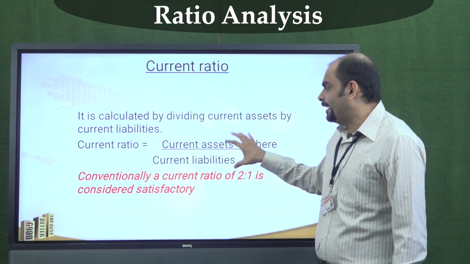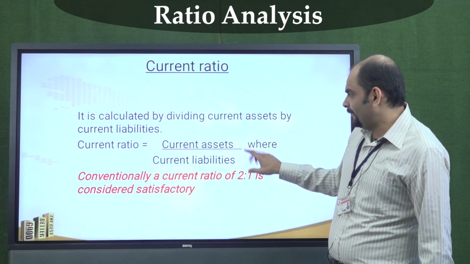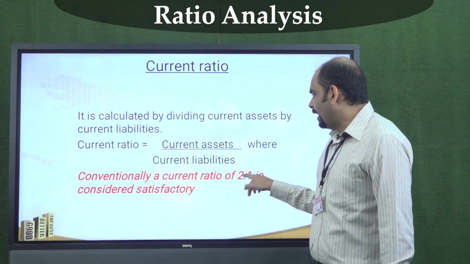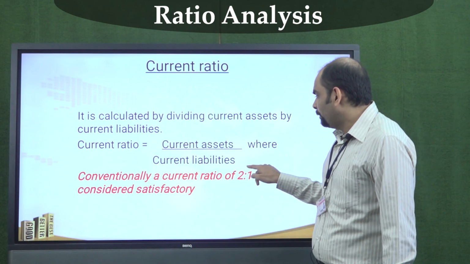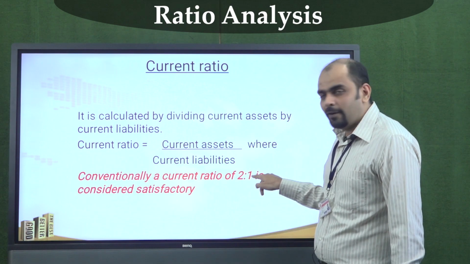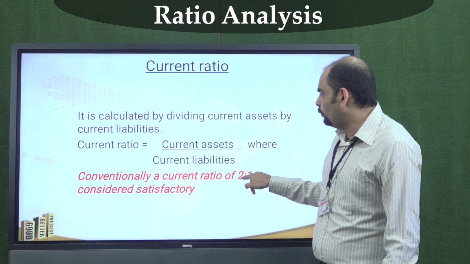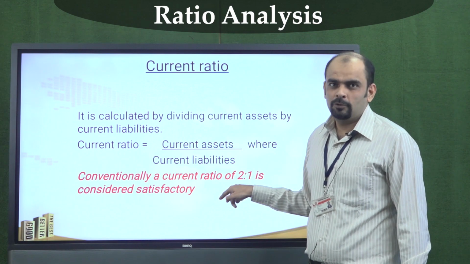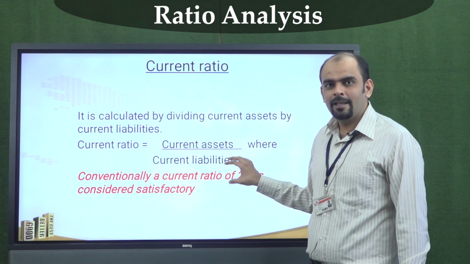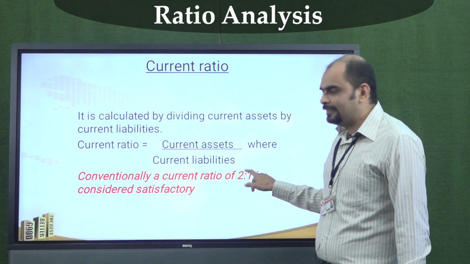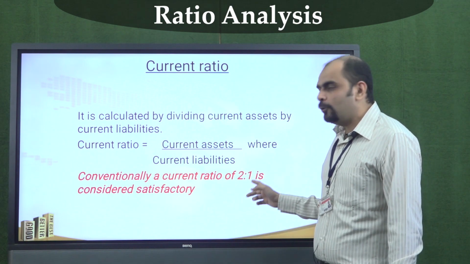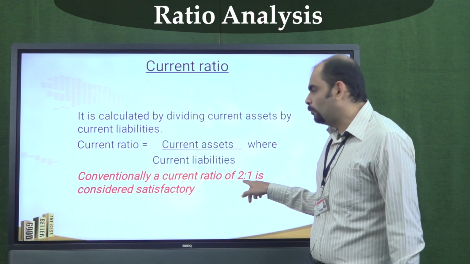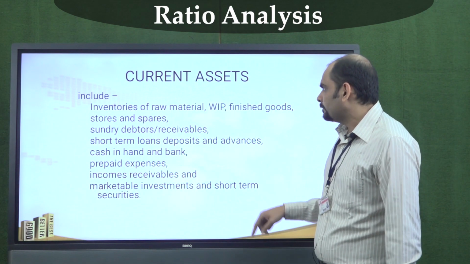Now what does this ratio mean? It means that if you get an answer of 2:1, it shows that when you have to pay 1 rupee of liability, you have 2 rupees worth of assets with you. So you can easily make the payment of your liabilities. So ideally, this ratio should be 2:1, so that for every 1 rupee of current liability payment, you have 2 rupees of current assets.